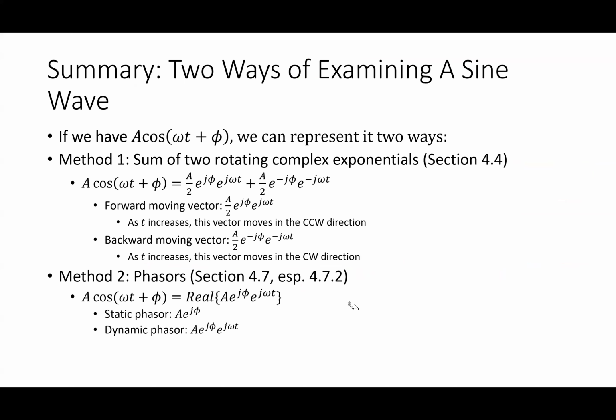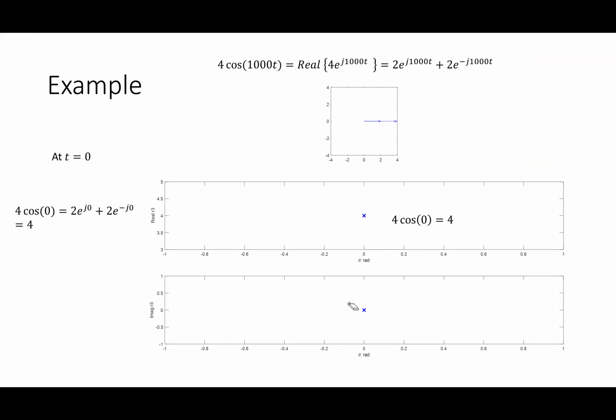All right, so we're going to look at this example. 4 cosine 1000 t, I said, is equal to two different things. It's the real part of 4e to the j 1000 t, or it's 2e to the j 1000 t plus 2e to the negative j 1000 t. Let's get back to this real part for a second. Why did I say it's the real part of that?